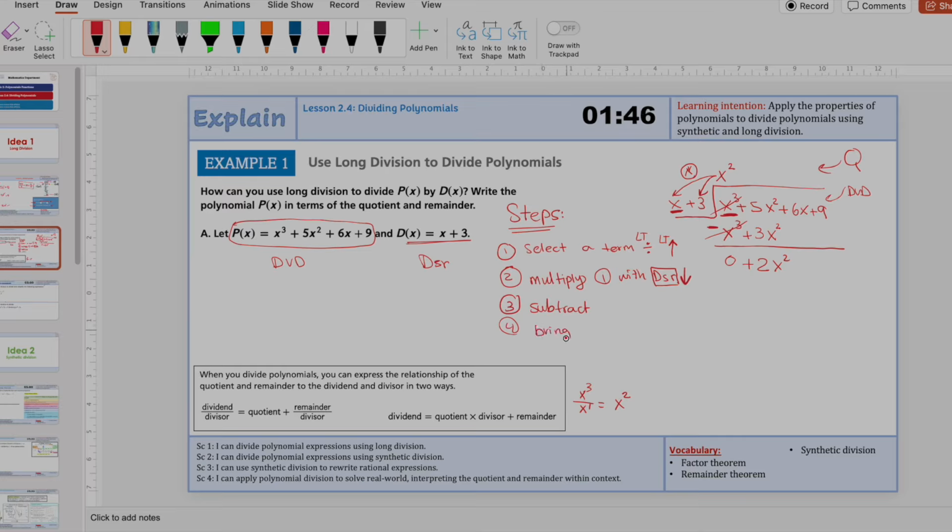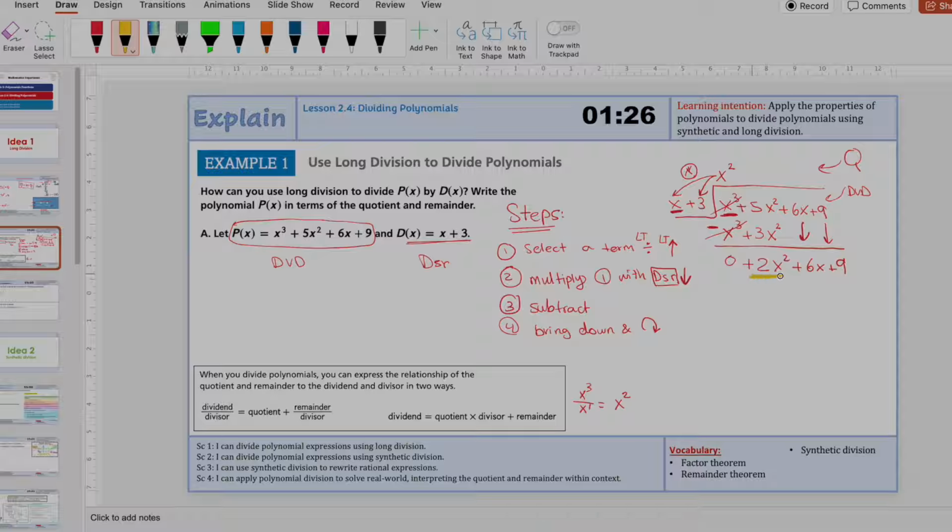bring down and repeat. Bring down everything. So bring down the positive 6x and the positive 9. Everything you have to bring it down with you. And then repeat the same steps. Yeah, let's repeat with another color.